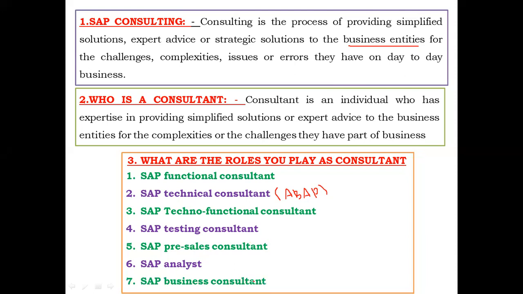The person who interacts directly or indirectly with the business persons, we call the SAP business consultant. So as a consultant, we are supposed to do all the roles or any one of the roles. Okay, what are the roles? Functional consultant, technical, techno-functional, testing, pre-sales, analyst, and business consultant.